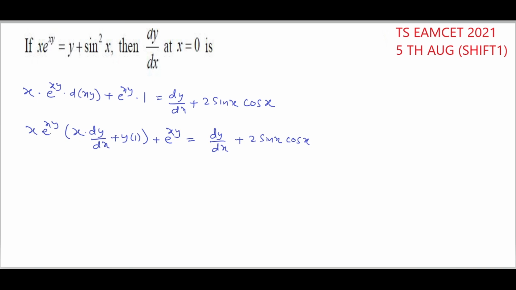That is 0 into e power 0, this is 0. So 0 into this value is 0. e power 0 is 1, is equal to dy by dx plus 2 sine 0 cos 0. Sine 0 is 0, this value is 0. From this, dy by dx is equal to 1.